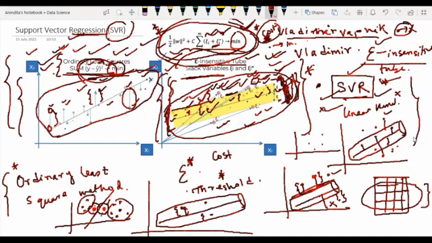So in one word, we can talk about the concept of thresholding. What is this thresholding concept? The errors that fall inside the tube, which are disregarded by SVR, are known as the threshold value. Basically, support vector regression exploits the concepts of thresholding and slack variables with the help of one epsilon-insensitive tube. And this is the basic mechanism of support vector regression.